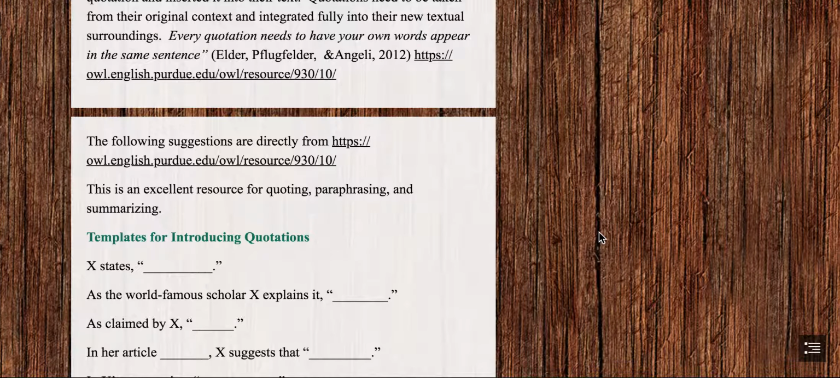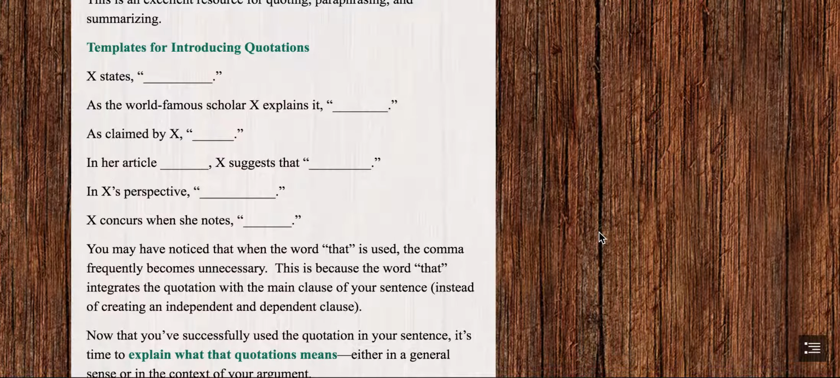And so here are some suggestions. Whether you're doing quotations or paraphrasing, you've got to give some context. You've got to lay it out and be direct with what you're saying. Remember, academic writing likes conciseness and it likes clarity. And so here are some excellent ways to introduce a quotation or paraphrase. So X states, blah, blah, blah. As the world famous scholar X explains it, as claimed by, in her article, blank, X suggests that. Okay, so these are just some ideas. So that's for introducing the quotation.